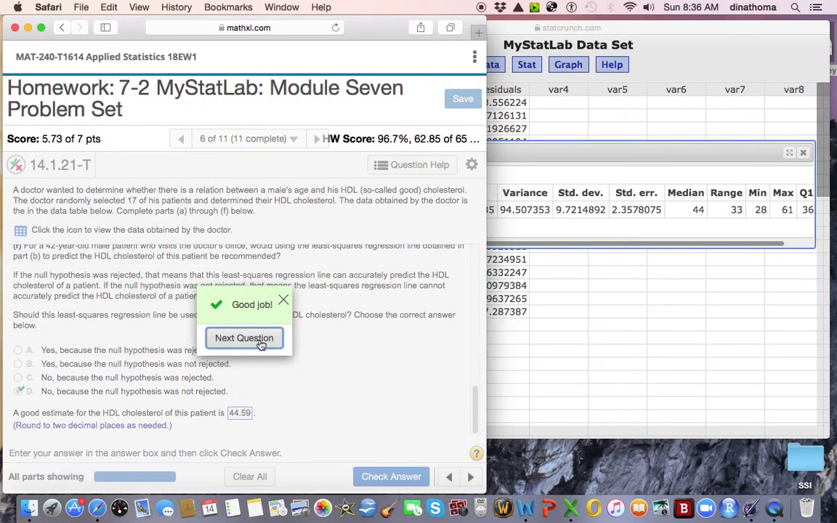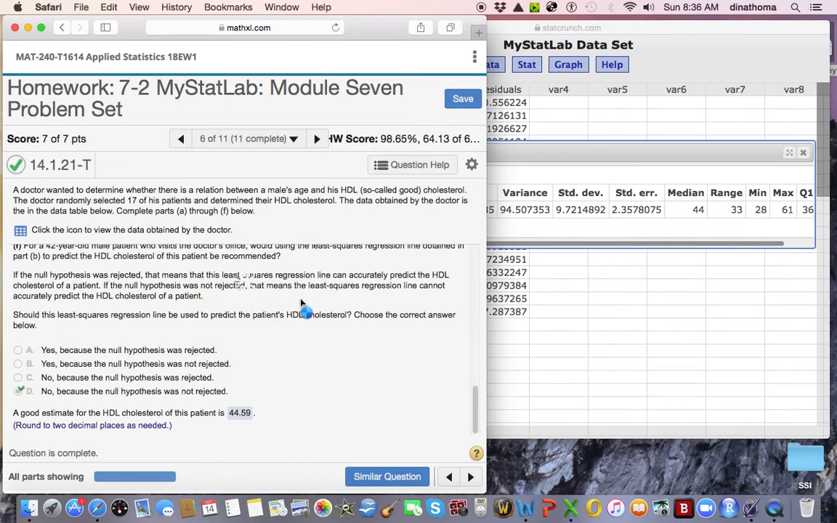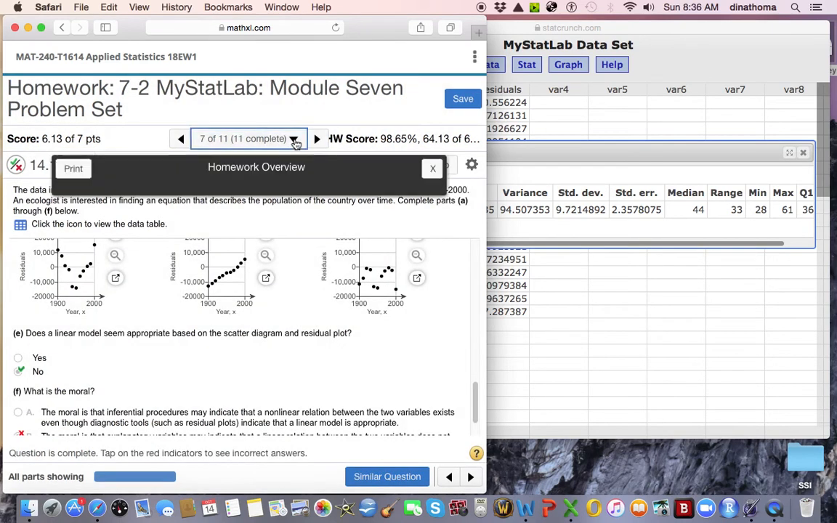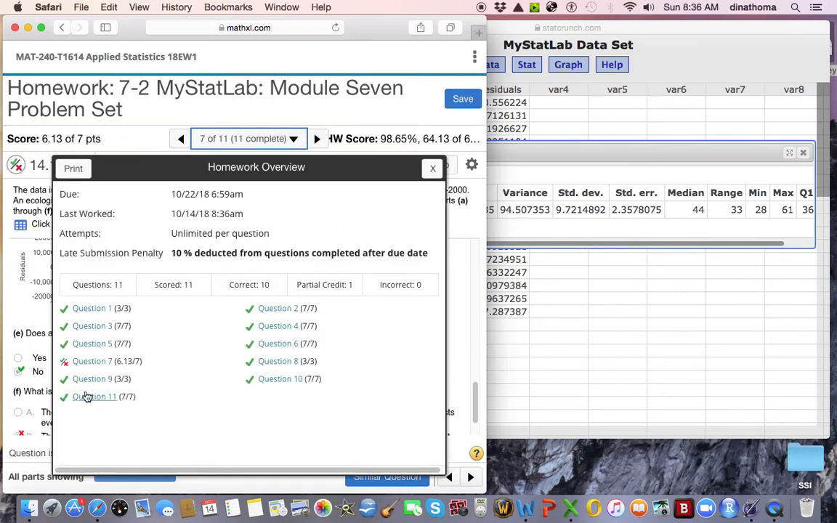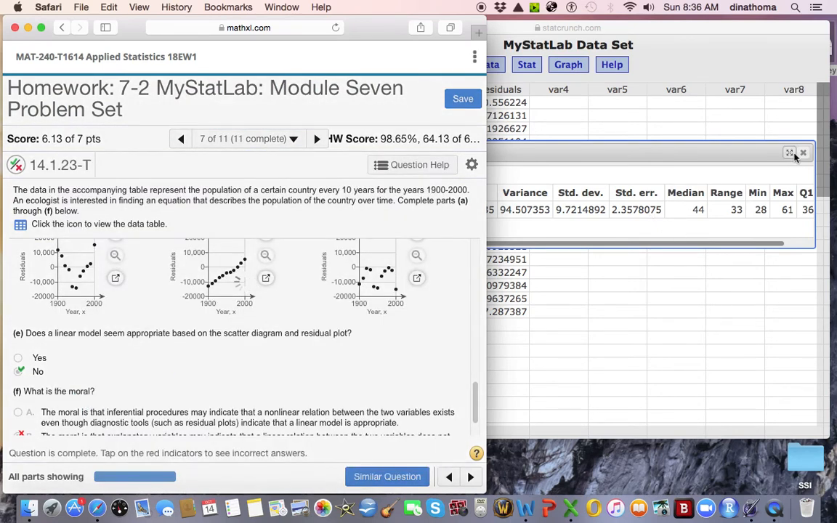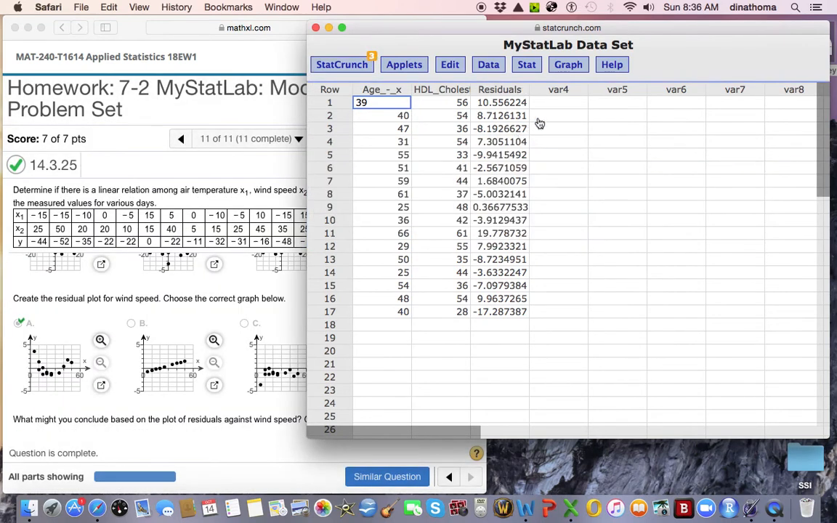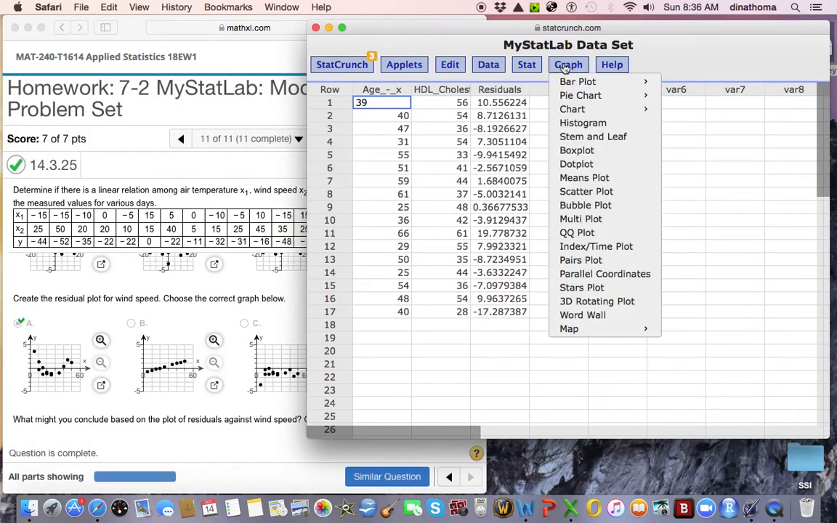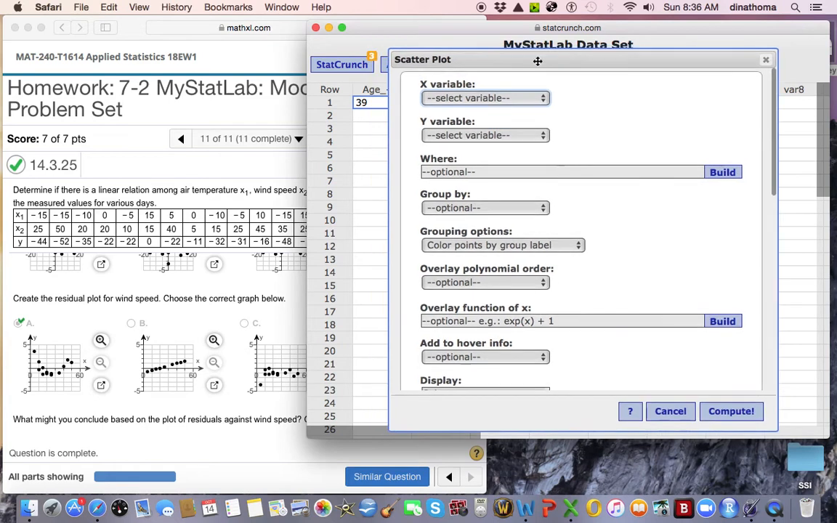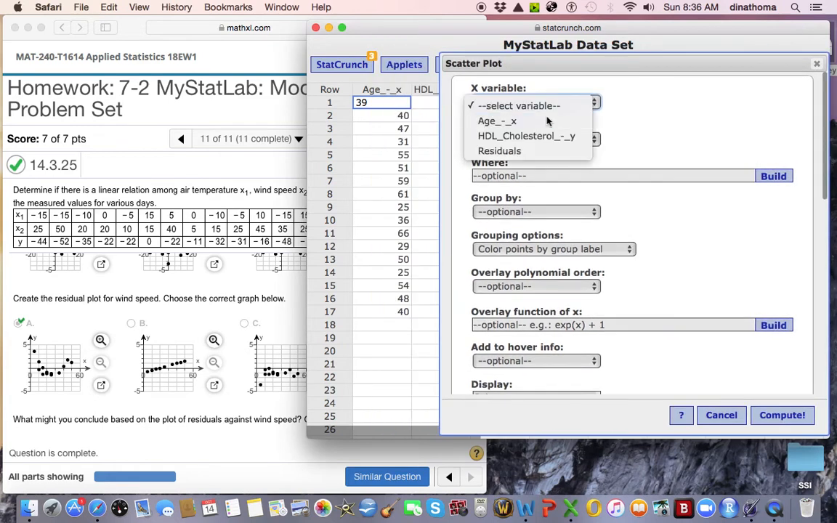Nice. So that question is done. Let's go to question 11. I'm going to close this. Now, the reason I put my residuals in here is because, remember, we want to look at residual plots. So I have my residuals. I can actually do a scatter plot of my residuals against my x, and I can click Compute.